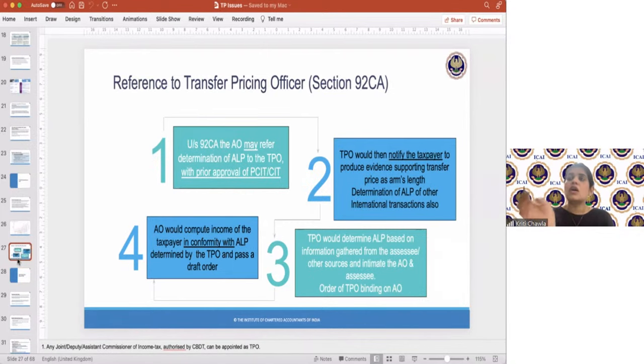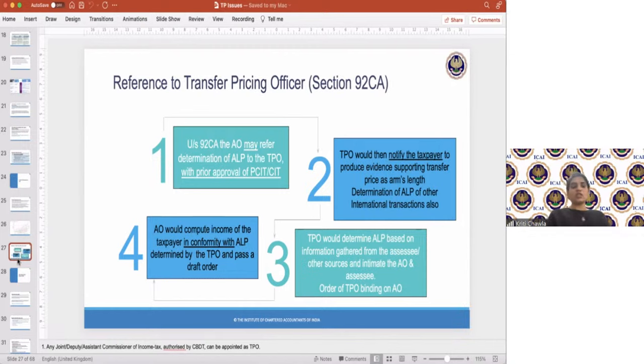Now, the AO, after considering what has been received from the TPO, will determine the ALP, and they will pass a draft order. So that is how a case goes. The AO may refer it to a TPO. TPO will calculate the arm's length price, and then they will inform the AO and the assessee, and obviously the AO will then pass a draft order.